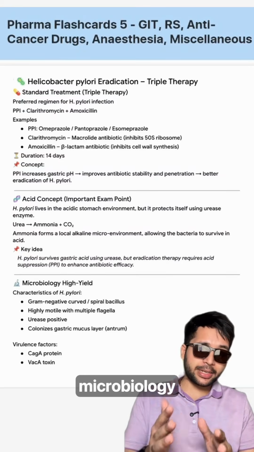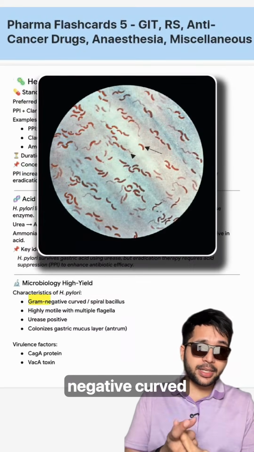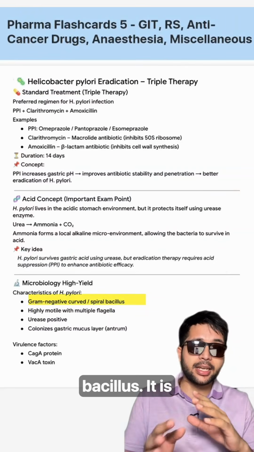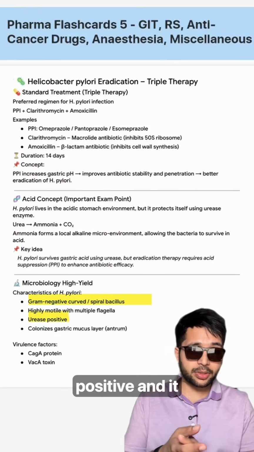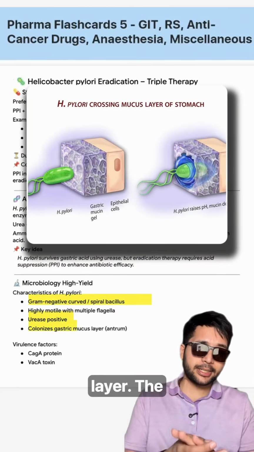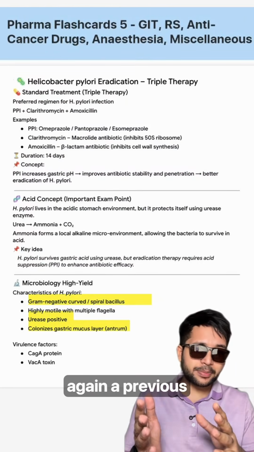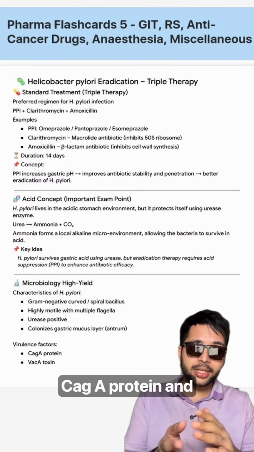Now coming to the microbiology aspect of H. pylori, it is a gram-negative curved or spiral bacillus. It is urease-positive, okay? It's a very important point about H. pylori. It's urease-positive and it colonizes the gastric mucus layer. The virulence factors, again a previous year question, are CagA protein and VacA toxin.